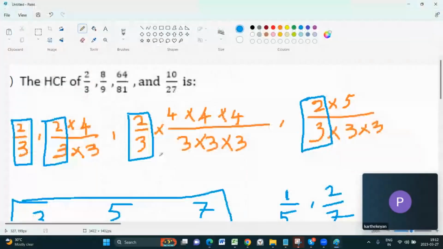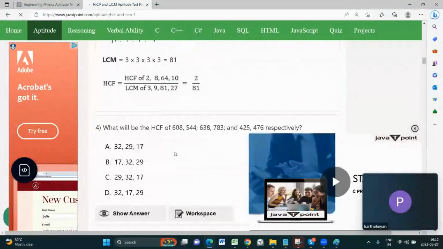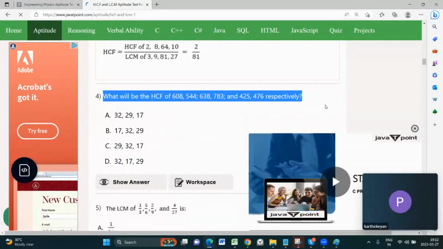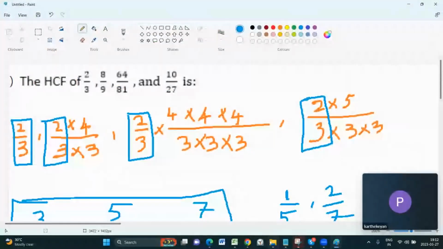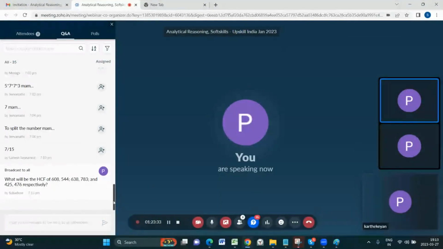Any doubts so far? Any doubts? Okay. Now I will give you the next one. What will be the HCF of this? You will do this problem. For this you have to do the factorization for each number.